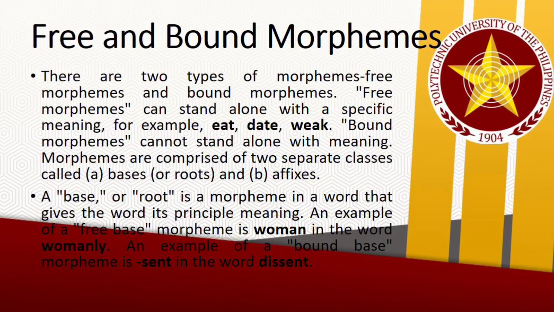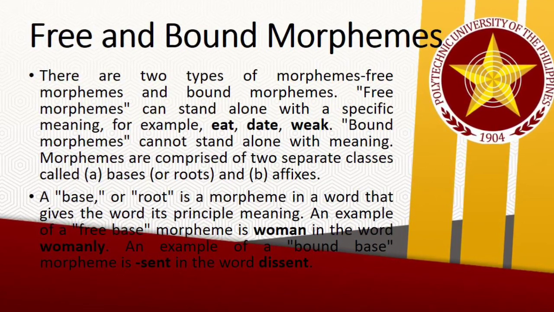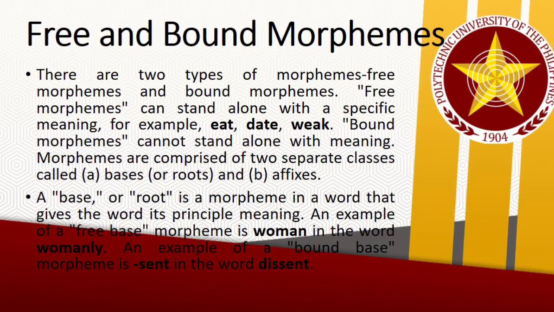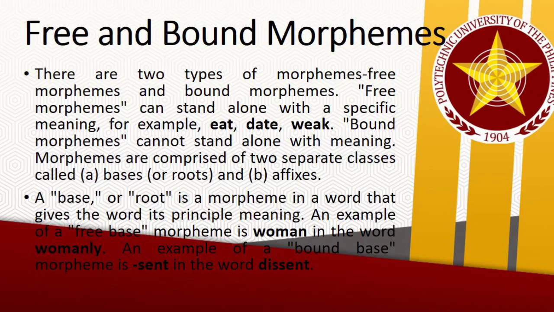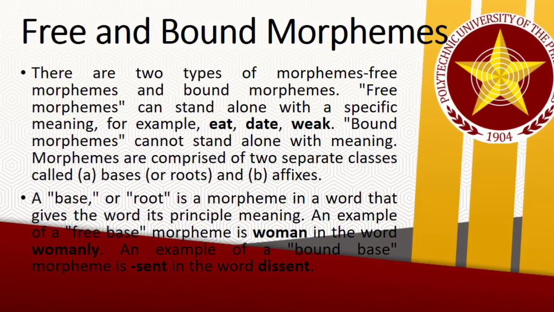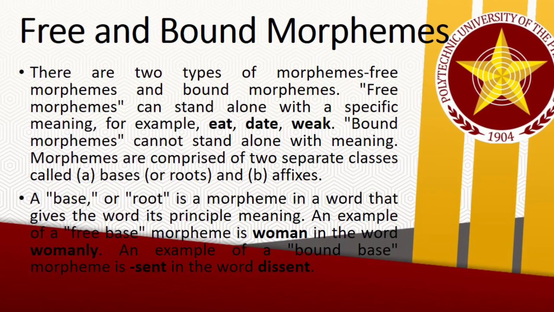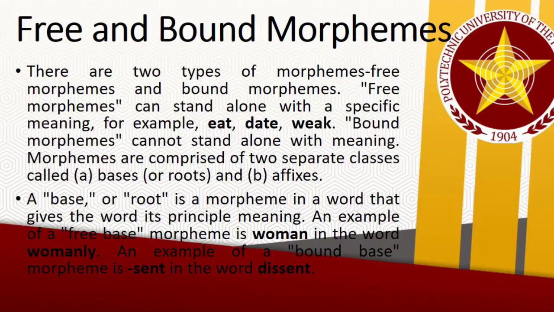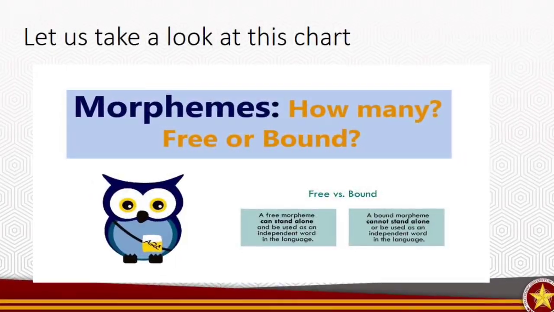Morphemes are comprised of 2 separate classes called A, bases or roots, and B, affixes. A base or root is a morpheme in a word that gives the word its principal meaning. An example of a free base morpheme is woman in the word womanly. An example of a bound base morpheme is scent in the word descent. Once again, these are the differences between the bound and free morphemes.